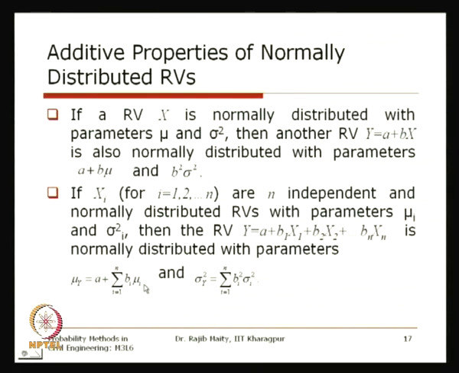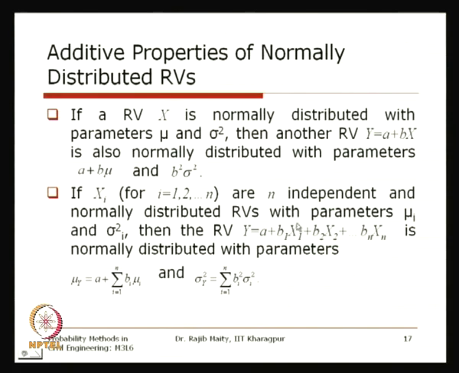up to bn mu n, and for this sigma square it should be the coefficient of those random variables squared times their individual variances, and their summation should give you this one. The second property generally leads to the central limit theorem, and that we will discuss in the subsequent lectures.